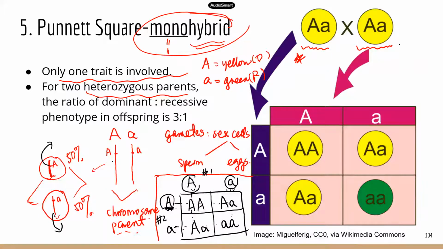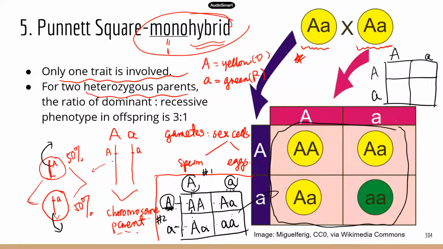So again, in this case, parent 1 could donate big A or little a. Same thing for parent number 2, right? Big A, little a. And then draw the Punnett square, figure out all the 4 combinations. And basically, that's the Punnett square.